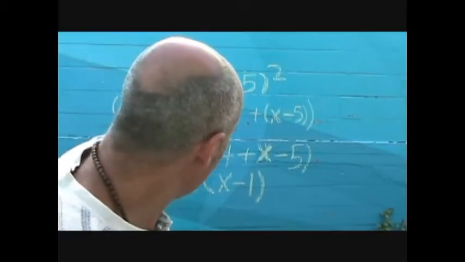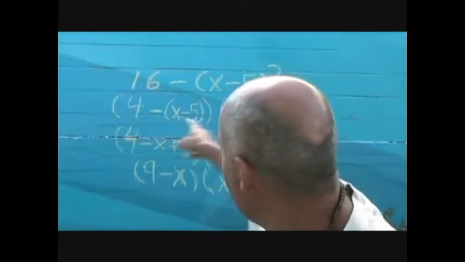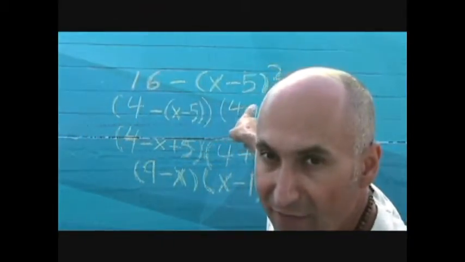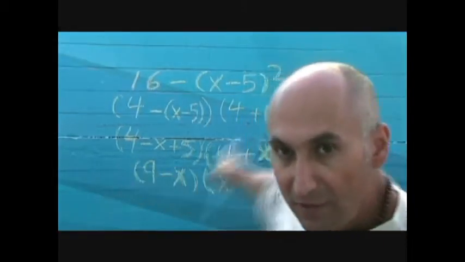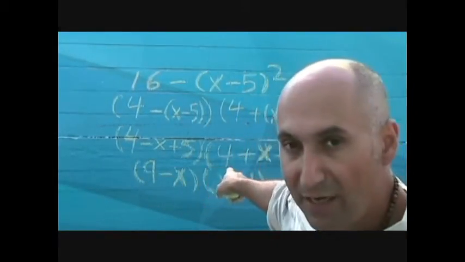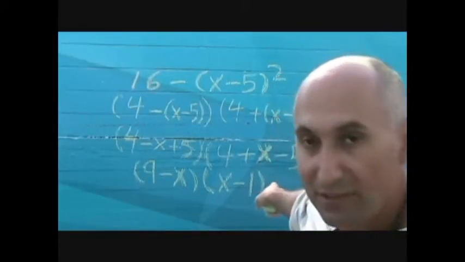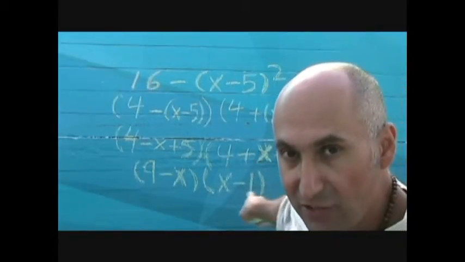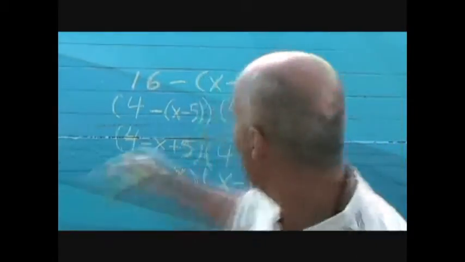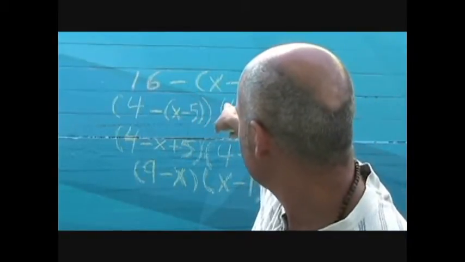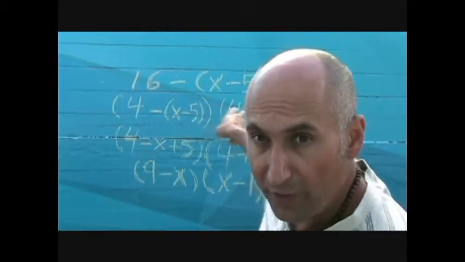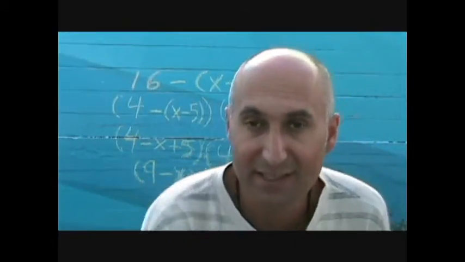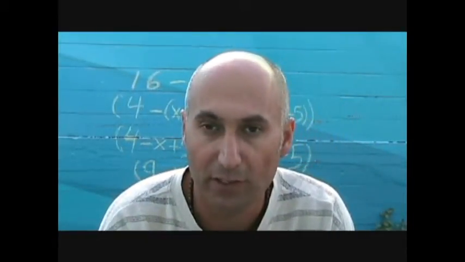So for the factor of this, 16 minus bracket x minus 5 all squared, factoring that, we end up with 9 minus x times x minus 1. Okay, and that answer is different from what we got before when it was x minus 5 squared minus 16, right? Because the negative sign flipped things around for us. Okay.